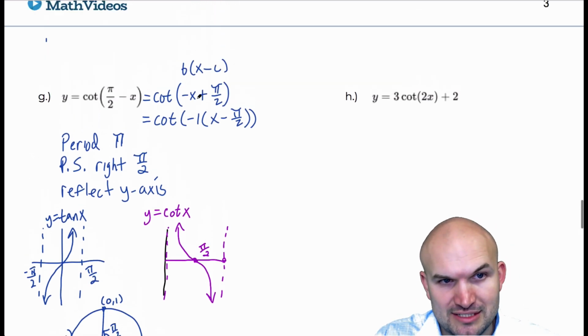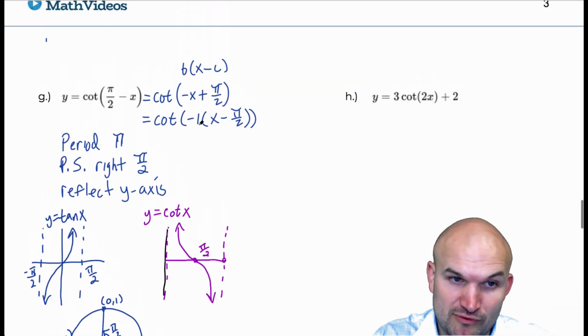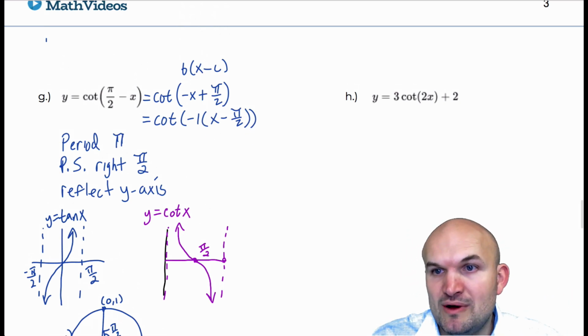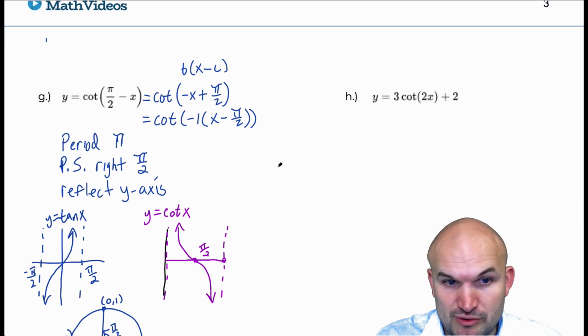Now let's take a look at what's happening here. You can see this graph is being reflected about the y-axis as well as being shifted pi halves units to the right. So if I needed to sketch this, and again, I'm just going to do a rough sketch here.